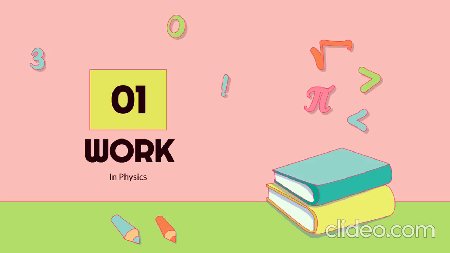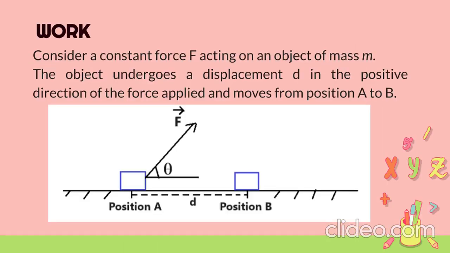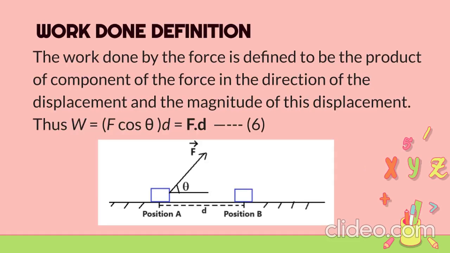Let's learn about work. Consider a constant force F acting on an object of mass m, moving the object from position A to position B. In this process, the object undergoes a displacement d in the direction of the force. If we define work done, it is the product of the component of force in the direction of the displacement and the magnitude of the displacement.